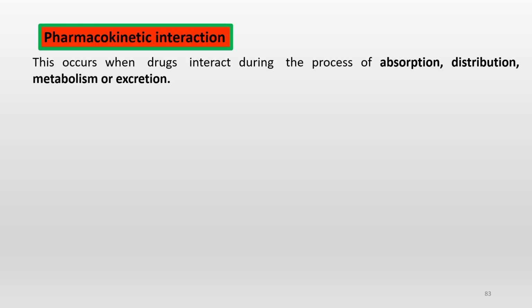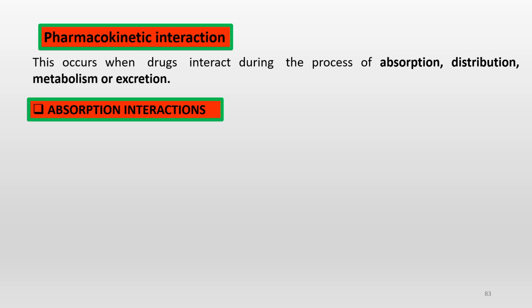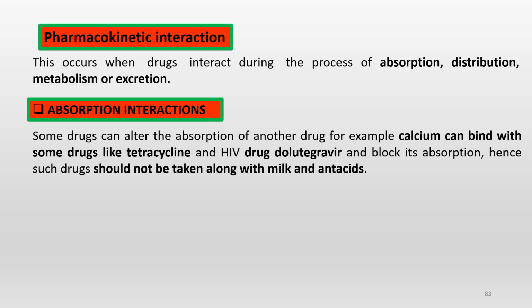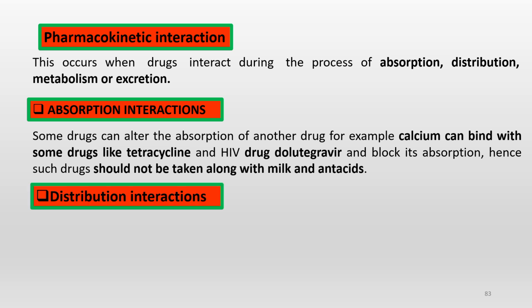Pharmacokinetic interaction occurs when drugs interact during the process of absorption, distribution, metabolism or excretion. First, starting with absorption interaction, some drugs can alter the absorption of other drugs. For example, calcium can bind with some drugs like tetracycline and the HIV drug dolutegravir and block their absorption. Hence, some drugs should not be taken along with milk and antacids.